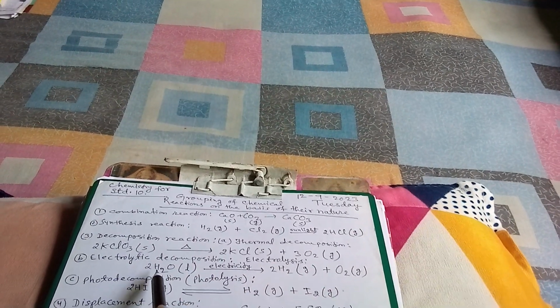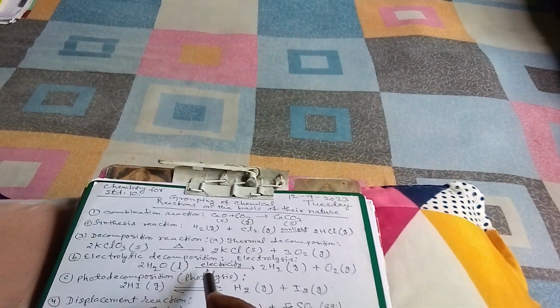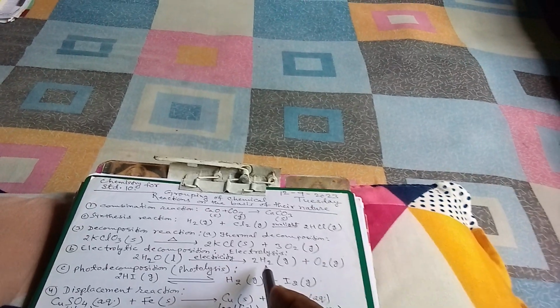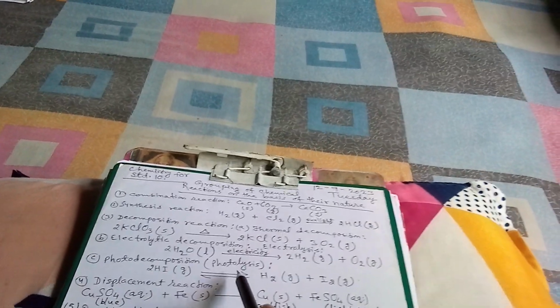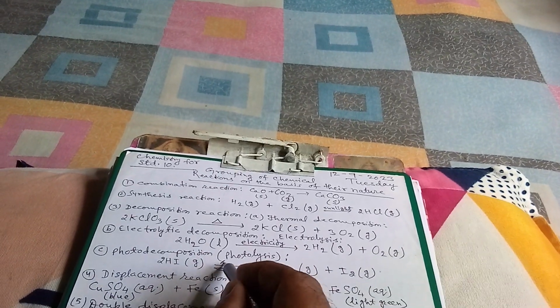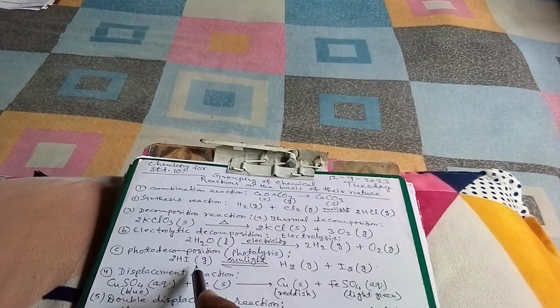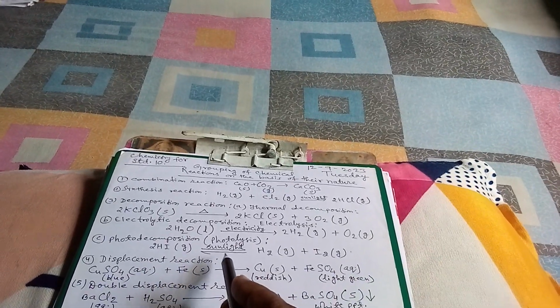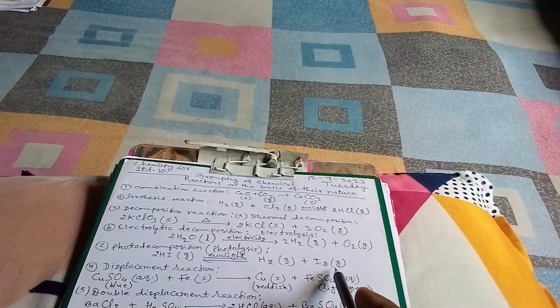Second is electrolytic decomposition, which is also known as electrolysis. Here, water is electrolyzed. That means it decomposes in the presence of electricity, and we get hydrogen gas and oxygen gas. Third is photodecomposition, which is also known as photolysis. That means sunlight is necessary to decompose it. Here, hydrogen iodide, which is a gas, decomposes into hydrogen gas and iodine gas.